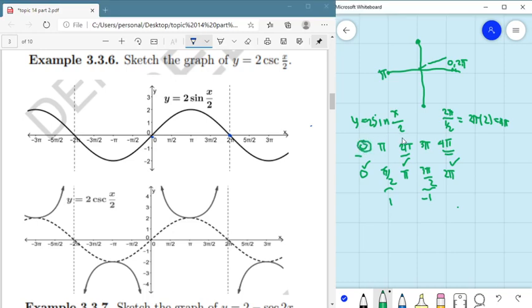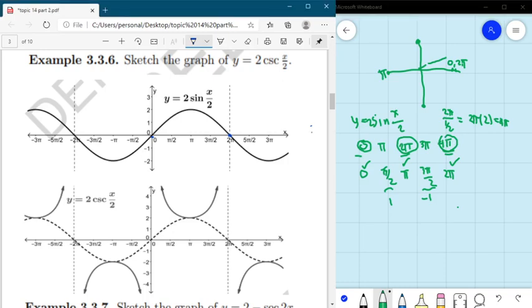These are the zeros. So at 0, 2 pi, or 4 pi, there is an asymptote. Okay? So, when x is pi, we have 1 times 2, so that is 2. When x is 3 pi, it's negative 1. So, negative 1 times 2 is negative 2.